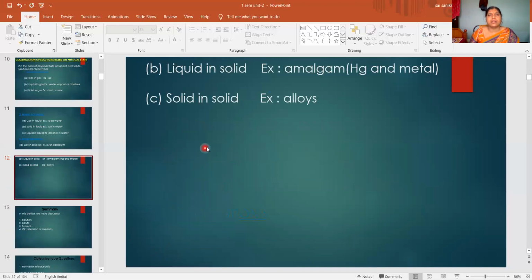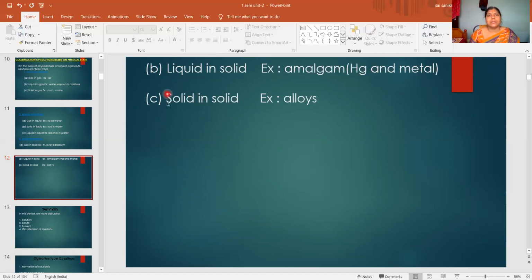The next, liquid in solid. Here liquid is solute and solid is solvent. Liquid quantity is less and solid quantity is more. Example for liquid in solid, amalgam. So any metal with mercury, mercury and metal combination is called as amalgam. So here mercury exists in liquid state. So here mercury is solute and metal is solvent. Amalgam means metal with mercury is called as amalgams.